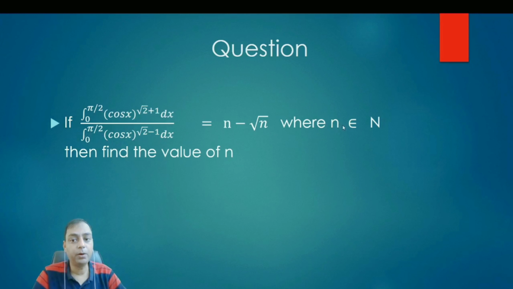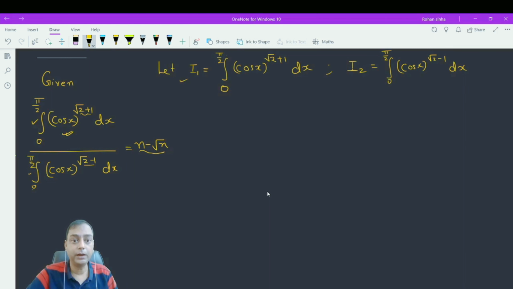This is a very important problem. Now I am going to give an approach for how to solve these types of problems. Now what is given? It is given that the integral from 0 to pi by 2 of (cos x) raised to root 2 plus 1 dx, divided by the integral from 0 to pi by 2 of (cos x) raised to root 2 minus 1 dx, is equal to n minus root n. Let the numerator be I1 and the denominator be I2.